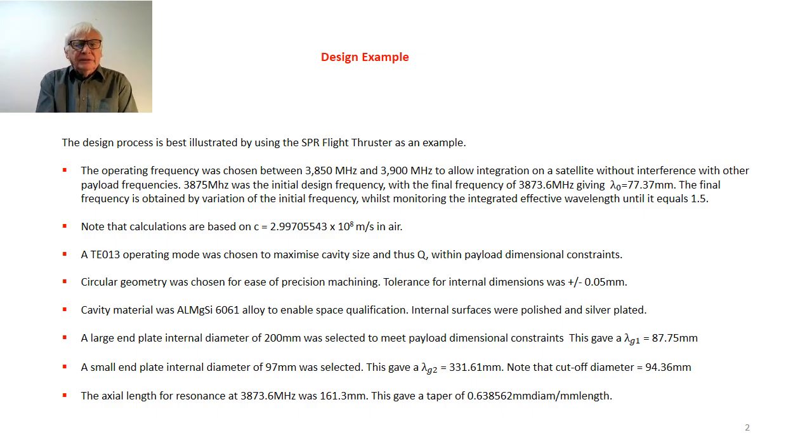The axial length for resonance at the operating frequency of 3,873.6 megahertz was 161.3 millimeters, and this actually gave a taper of 0.638562 millimeters diameter per millimeter length.